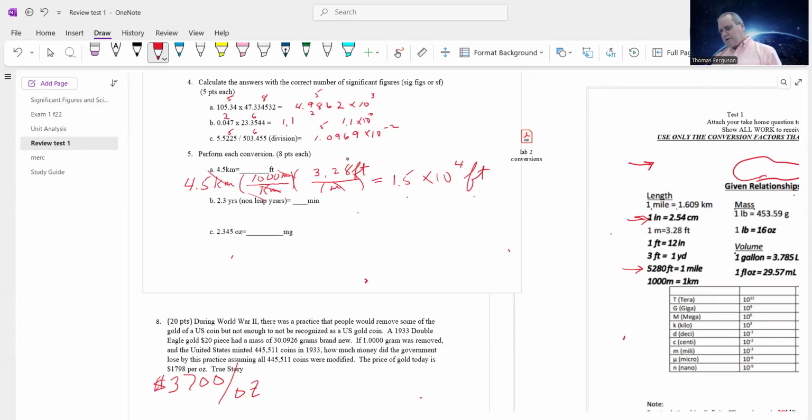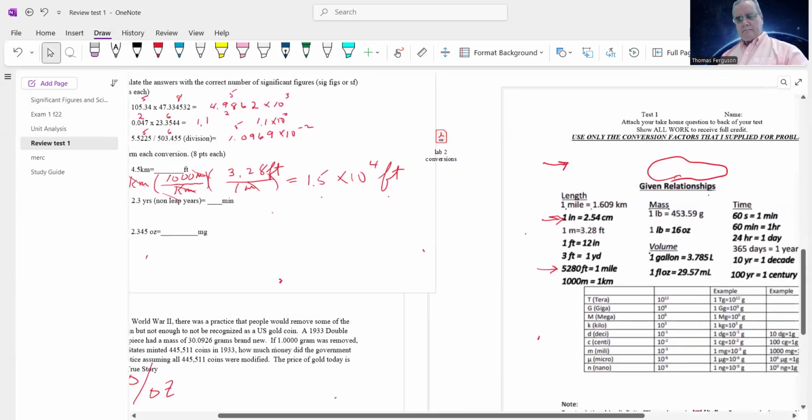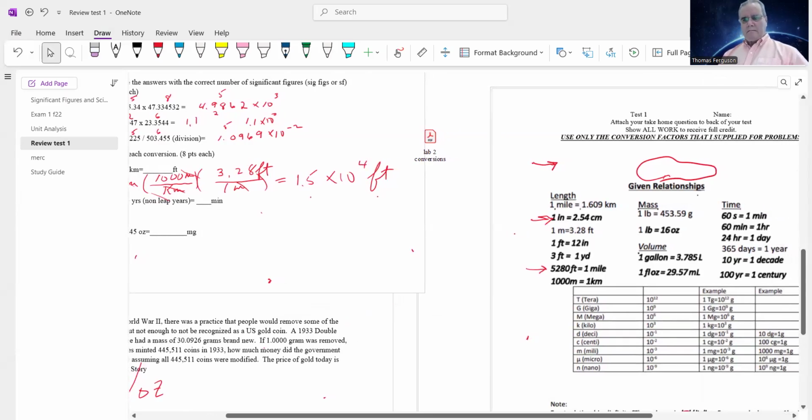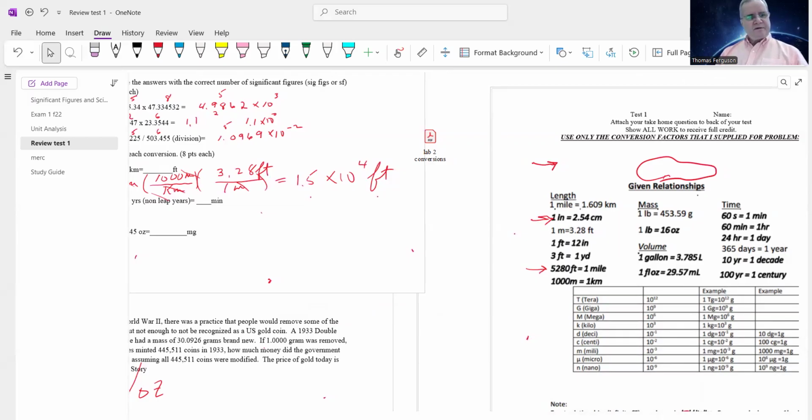Okay, we're going years to minutes. So there are two ways to go on this one. You can go years to 12 months, or 52 weeks. Let's go 52 weeks.